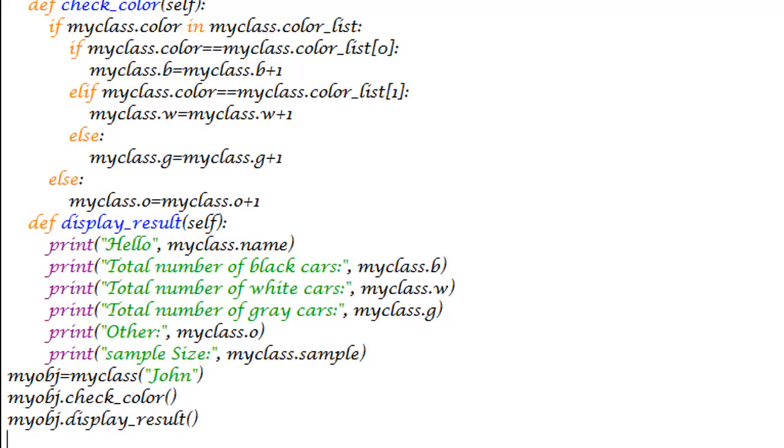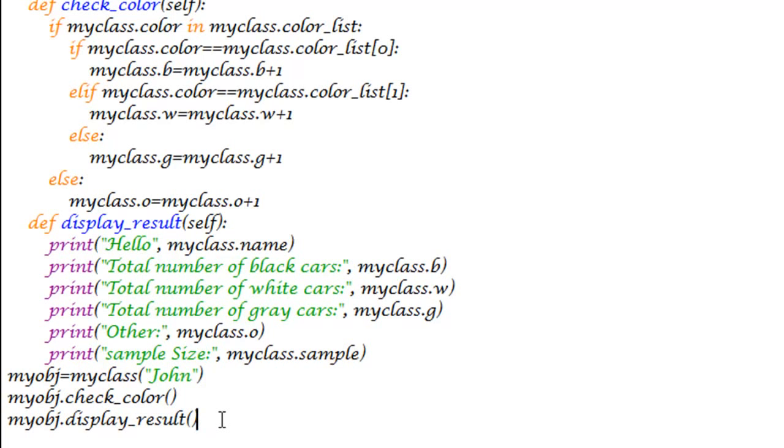So John will eventually get stored in the variable myClass.name. And then the constructor function gets called automatically, so I don't have to explicitly call it, but I have to call the other two functions. The other two functions are check color and display results. So I have done that by typing in the name of my object, myobj, then a dot, and then the name of the function, check_color. This is for the first function, and similarly display_result for the second function.